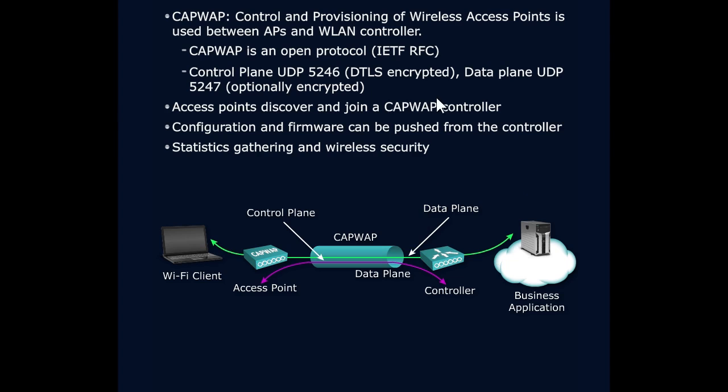And again, we're doing that through specific ports. So the control plane communication is operating at UDP 5246. The data plane is at 5247. Again, may or may not be encrypted.